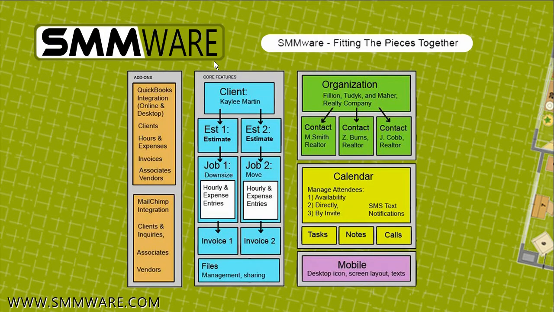Our tour is divided into 5 parts. We're going to start with the core features, working with clients all the way through invoices. Then we'll talk about organizations and contacts, as seen here in green. Following that, we'll cover calendars, tasks, notes, and calls. Then we'll talk a little bit about SMMware on a mobile device. And finally, we'll talk about our integrations with MailChimp, with QuickBooks, both online and desktop.